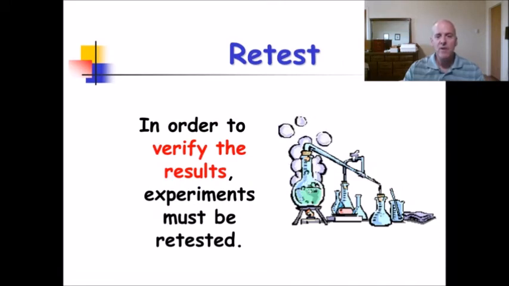So in order to verify the results, experiments must be retested, I'm sorry. So yes, you do it once and then you retest it. There have been some very embarrassing things where major studies discover something and they send it out and nobody else could retest and get the same results. You have to retest enough that you're certain it's going to happen.